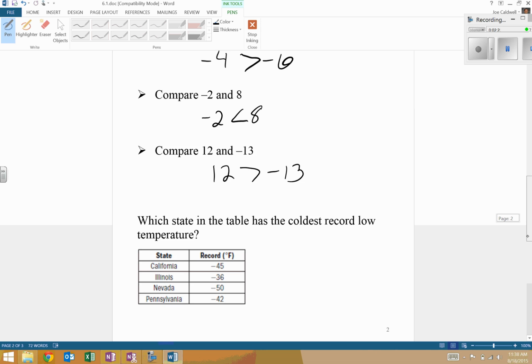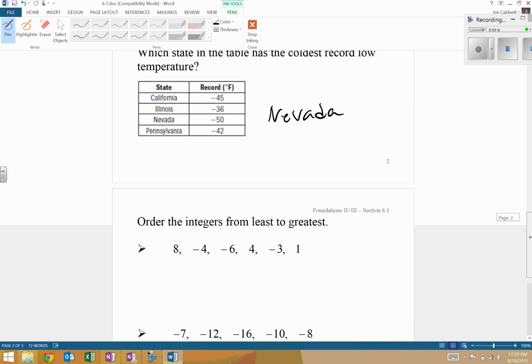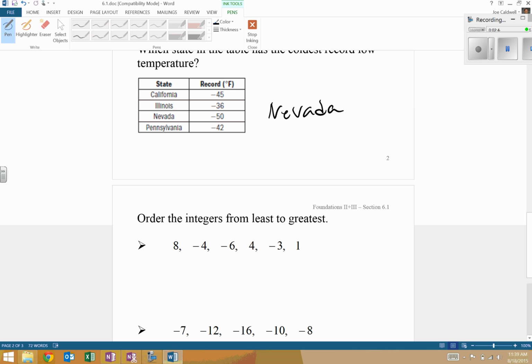Let's take a peek here. Which state has the coldest record low temperature? Coldest. So in this case, the bigger the negative number, the colder it's going to get. So we would say that Nevada has the lowest temperature. It's the biggest negative number, so thus it's the smallest actually as well.